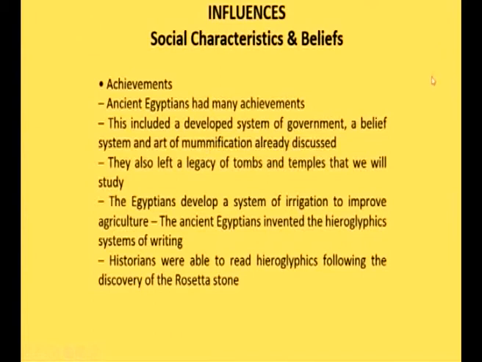Ancient Egyptians had many achievements. One of the achievements is the development of a government and belief system, and then the art of mummification, which we already discussed. There is also a legacy of tombs and temples, which we are going to see now. Egyptians developed a system of irrigation to improve agriculture, and they developed hieroglyphics, an art form which represents the daily life of Egyptians.